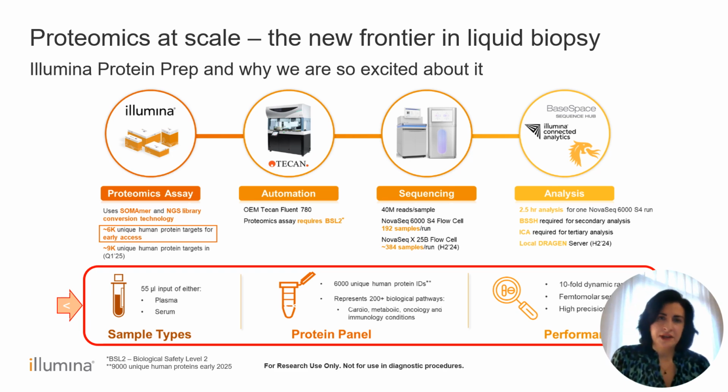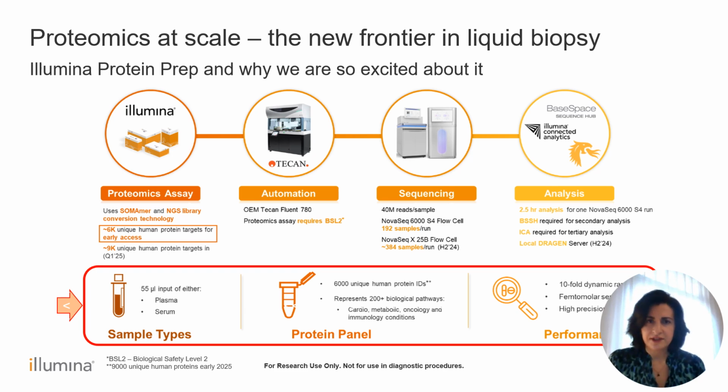What it offers at the moment, as I said, we are in the early access limited release phase, meaning that our panel covers 6,000 unique human proteins. And as we go towards full commercial release in early 2025, this panel will be enlarged to measure up to 9,000 unique human proteins. And in terms of performance, it is 10-fold dynamic range, what you can measure, this femtomolar sensitivity and high precision assay.